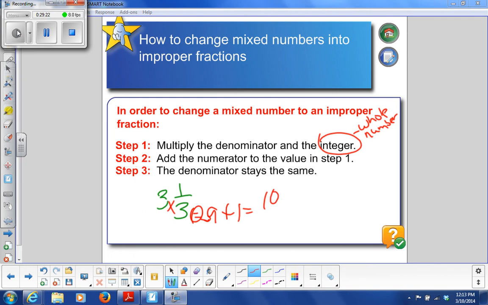And number 3 says what? The denominator stays the same. So what is my denominator? 3. My denominator's here still. Nina, do you see that? So what goes over here? Good. 10/3. Everybody get that? Not really, so let's do one more.